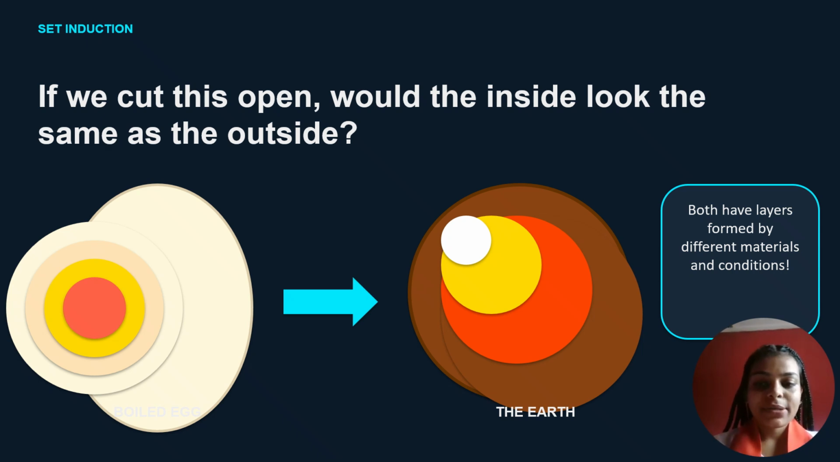Good, that's correct. So each layer will have a different makeup. It will be formed by different materials and conditions. Now on our right-hand side you see that it has white, yellow, orange and brown. So each one of the colors or circles indicates a different or specific layer.